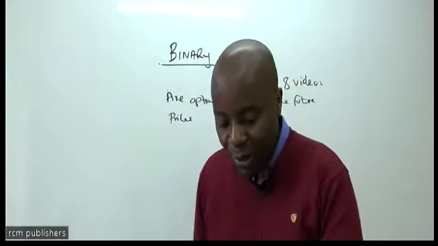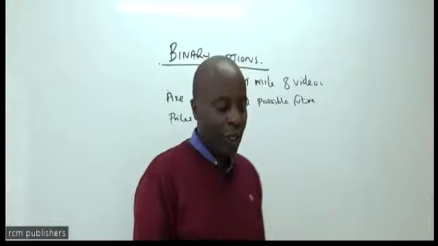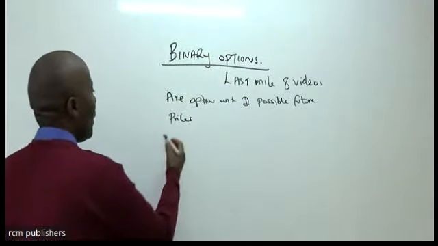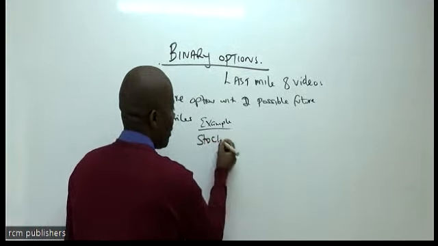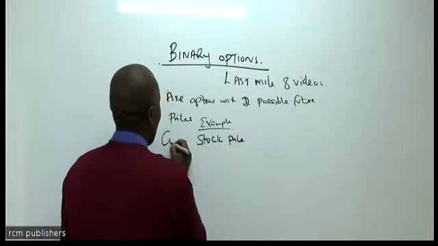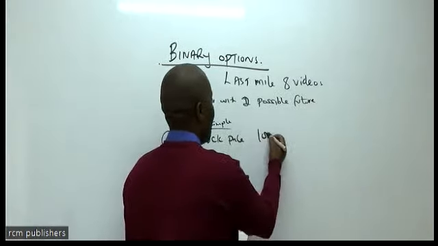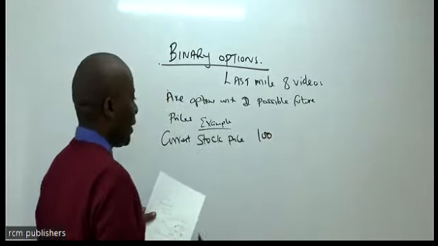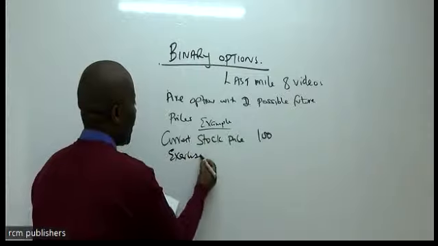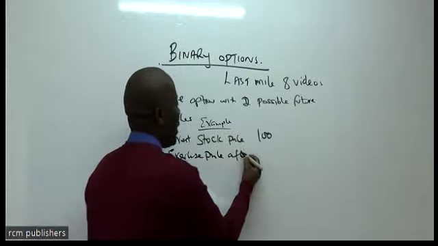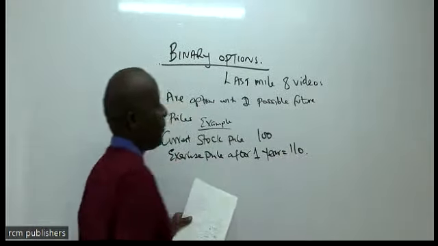So for us to be able to appreciate what Mwalimu is talking about this afternoon, I would want, ladies and gentlemen, to give you an example. In this example, they have given us the stock price, the current stock price, call it current. The current stock price is 100 Kenya shillings. Exercise price after 1 year will be 110.